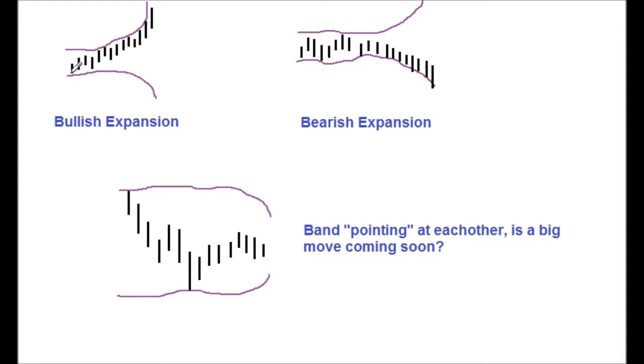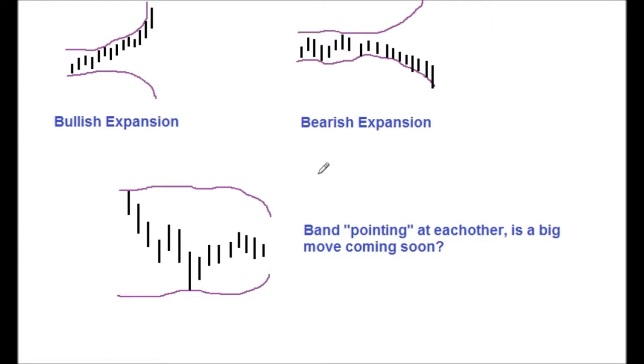The first thing to teach you is something called bullish and bearish expansions. What you'll have is the Bollinger Bands will be quite tight together, and then they will start to run away from each other. That is an expansion. An expansion means volatility. So a big move is about to occur.